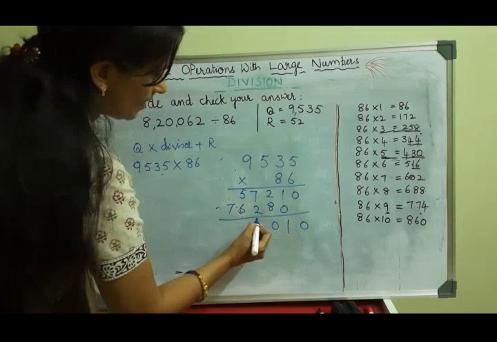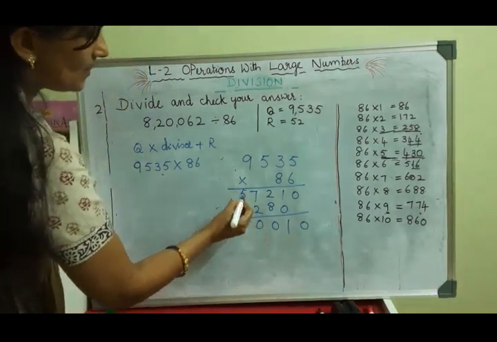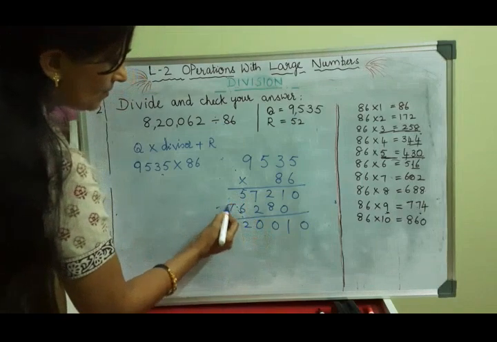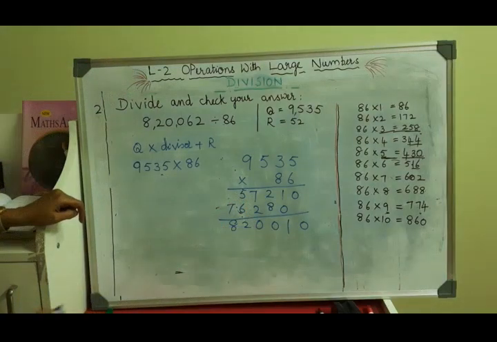Add up. 0. 1. 8 plus 2 10. 1. 1 plus 2 3. 3 plus 7 10. 1 plus 6 7. 7 plus 5 12. 1 plus 7 8. 8, right?